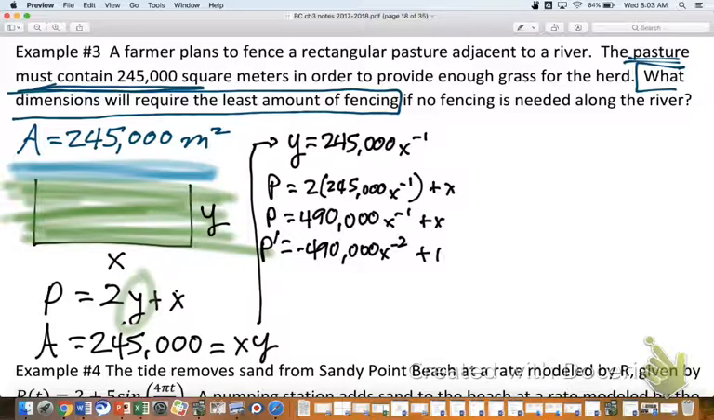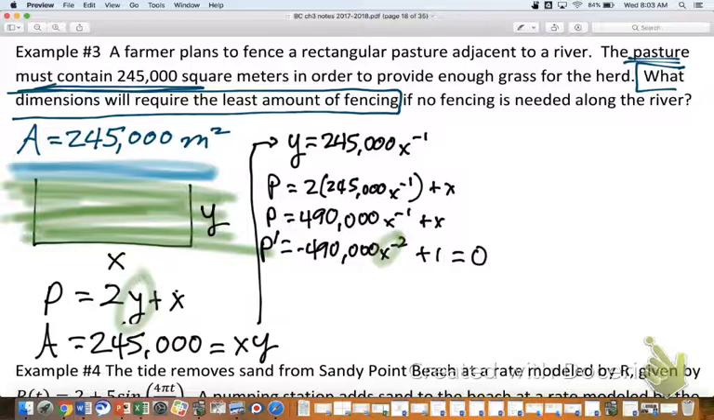Can find the critical points. And how do I find the critical points? Yeah, set it equal to 0, but let's also consider, are there any x values for which P prime doesn't exist? 0, when x is 0. Isn't this a denominator right here? So when x is 0, P prime doesn't exist, but I think we can safely ignore that.